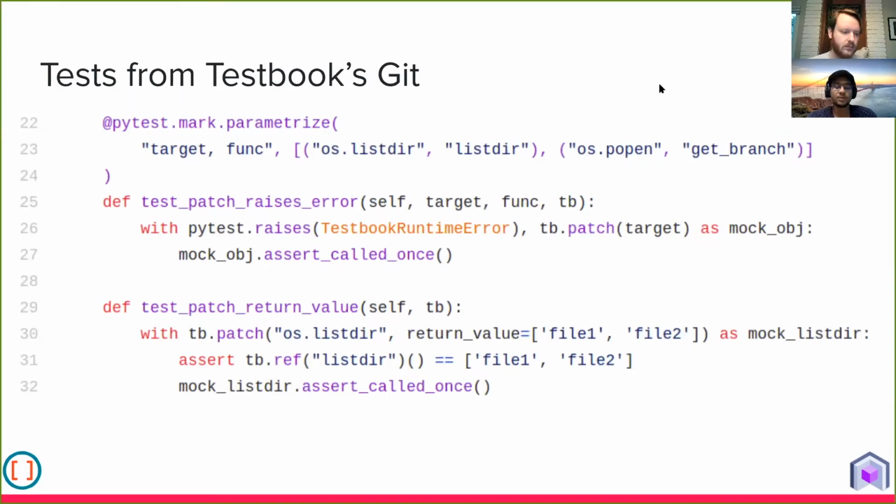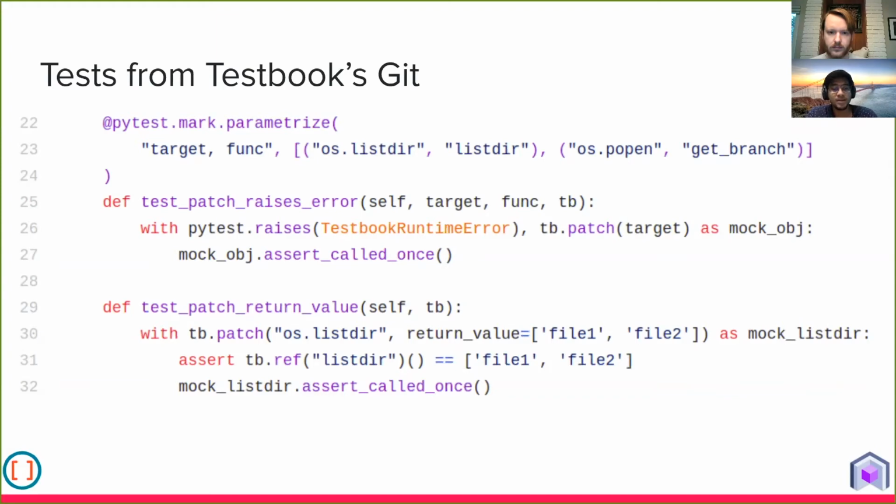Okay, so that was about the features of testbook. And now I'm just going to talk about a few tests that we picked up from the testbook source code. So here we've got 2 methods that just test the patching functionality that we've implemented. The first test on line 25 tests that the code that was injected raises an error. So you can use the pytest.raises method to test that whatever code was injected raises an error.